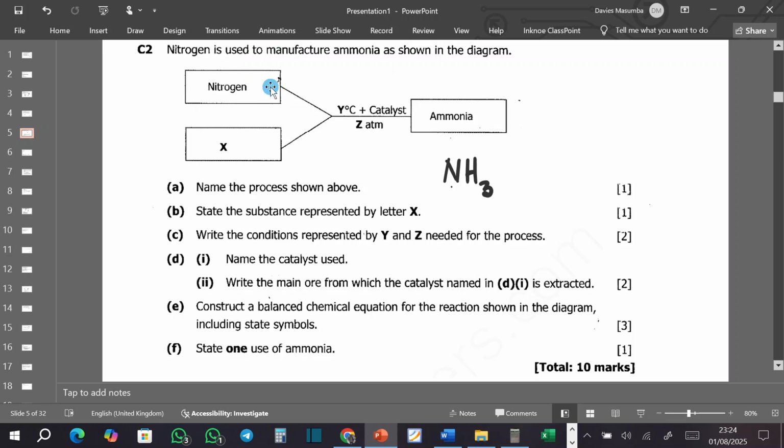We should also include the state symbols. State symbols are symbols which indicate the state in which a substance is, and at your level, the states that we know to exist are solid, liquid, and gas. So we should write a balanced chemical equation for the reaction between nitrogen and hydrogen to form ammonia, and we should also include the state symbols.